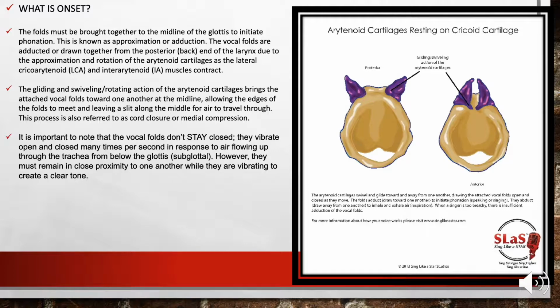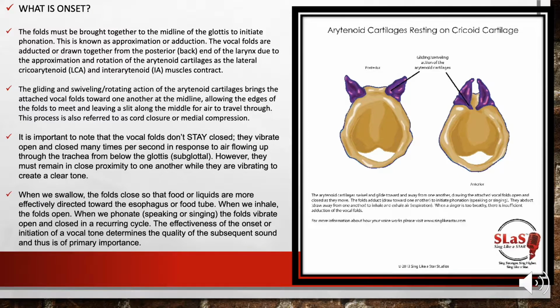They vibrate open and closed many times per second in response to air flowing up through the trachea from below the glottis. However, they must remain in close proximity while they are vibrating to create a clear tone. When we swallow, the folds close, or adduct, so that food or liquids are more effectively directed toward the esophagus, or food tube. When we inhale, the folds open. When we phonate, whether speaking or singing, the folds vibrate open and closed in a recurring cycle.